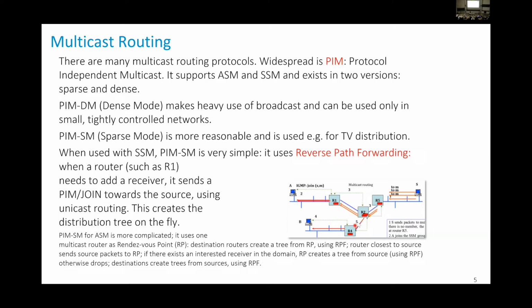R4 will do the same, and when R2 receives a message from R4, R2 knows it already has a distribution tree for this group, so it will not continue to forward it to R5, but it will know I am already on the group, on the tree, so we'll simply acknowledge this message to R4, and this is how the tree is built.